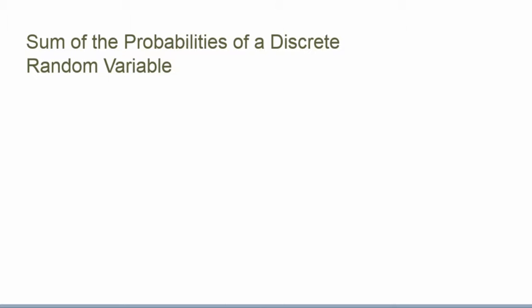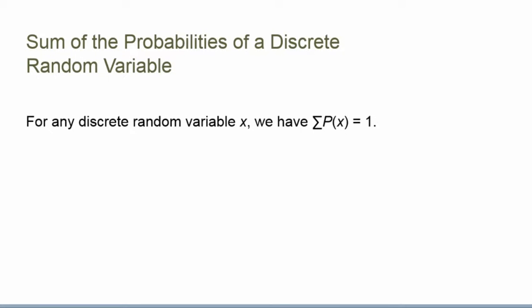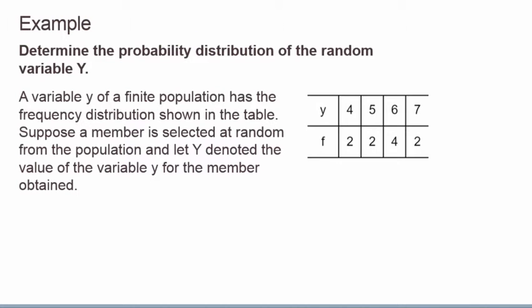Sum of the probabilities of a discrete random variable. For any discrete random variable x, we have the sum of p of x equals 1. Example. Determine the probability distribution of the random variable y. A variable y of a finite population has the frequency distribution shown in the table.